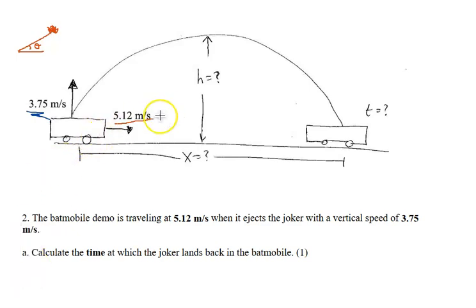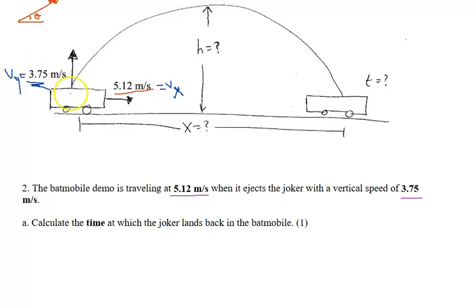So we've already broken down the Vx and the Vy separately. You don't need to do the sine and cosine. All right, so that's its horizontal speed. When it ejects a Joker with the vertical speed, calculate the time at which the Joker lands back in the Batmobile. So remember the video we saw with the dude on the boat, and he dropped the balls from different when he was in the boat, even though it looks like the Joker only has this Vy, he's in the Batmobile, so he also has the Vx.